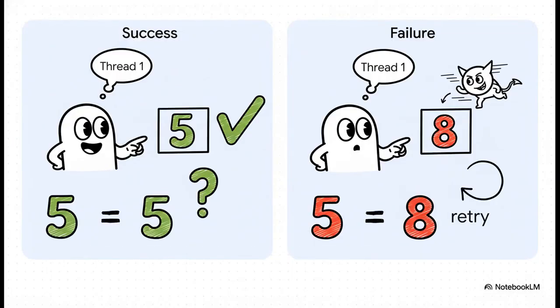And this slide just perfectly illustrates the two outcomes. On the left, you've got the happy path. Thread 1 expects the value to be 5. It is 5, so it updates to 6. Success. But look at the right. This is where things get interesting.